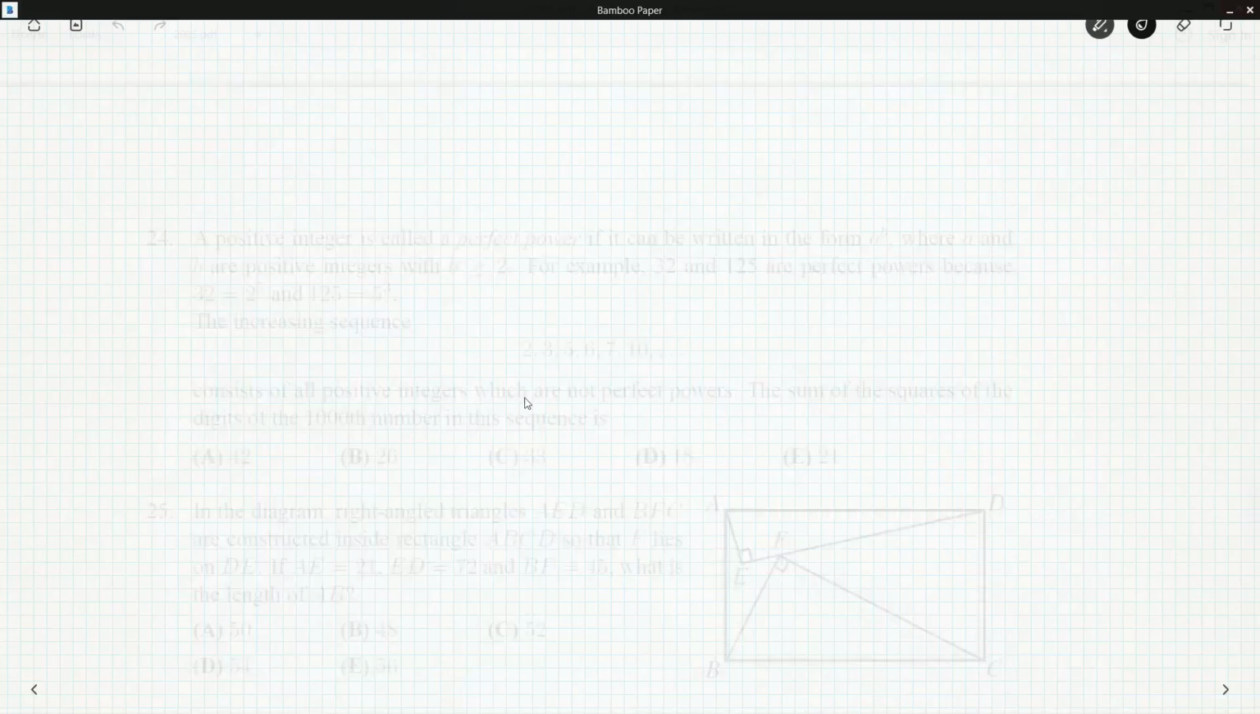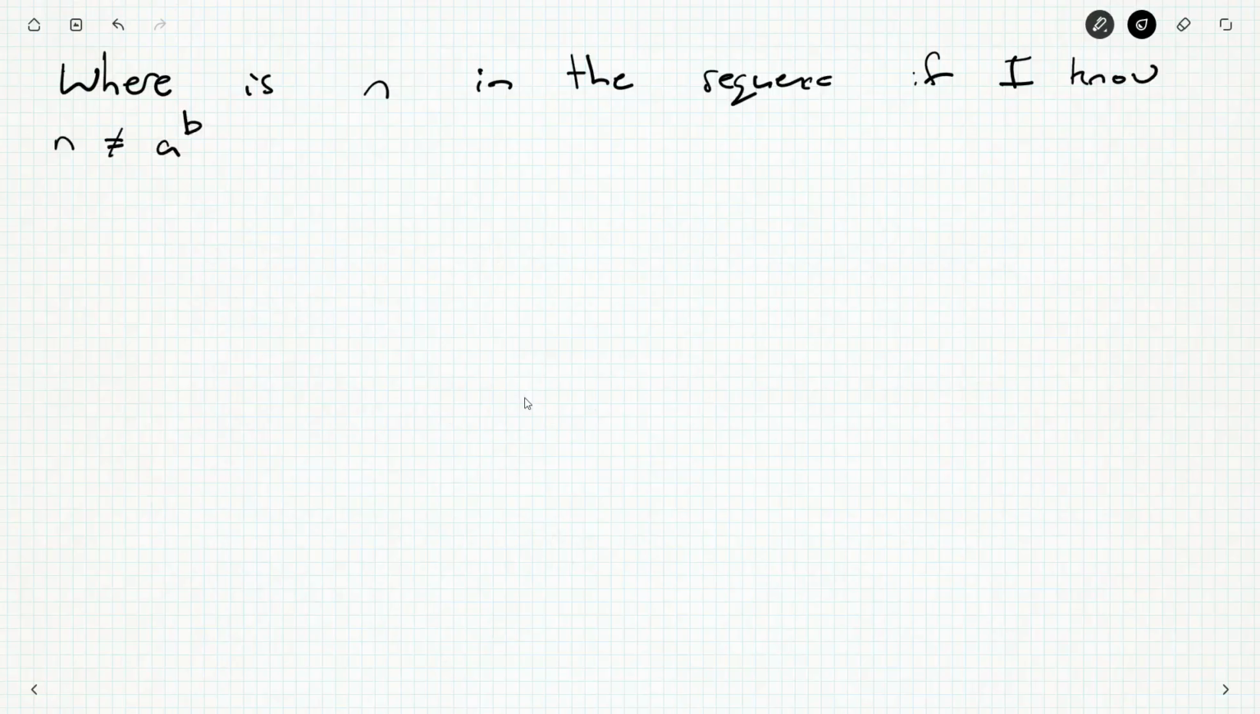Okay. So I'll ask myself, where is n in the sequence if I know n is not a perfect power? That's my immediate goal. So I want to be able to say, oh, 10. I know 10 is not a perfect power. If we were just listing the numbers 1 through 10, it would be the 10th one. So I can start with 10.